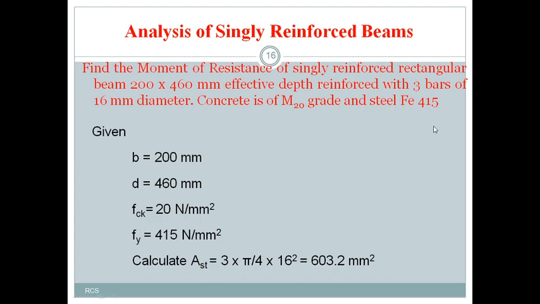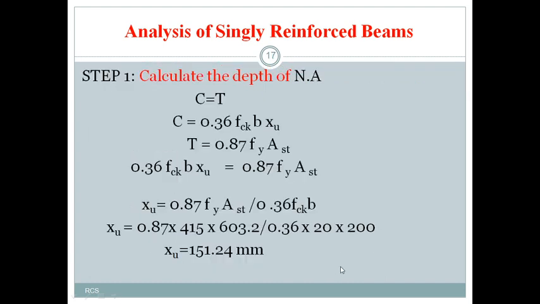So here in the problem, it is given that 3 bars are given and the diameter of the bar is 16 mm. So 3 into pi by 4 into 16 square, we can get the area of tension steel is 603.2 mm square. So according to the first step, what is our first step? I have to calculate the depth of neutral axis.